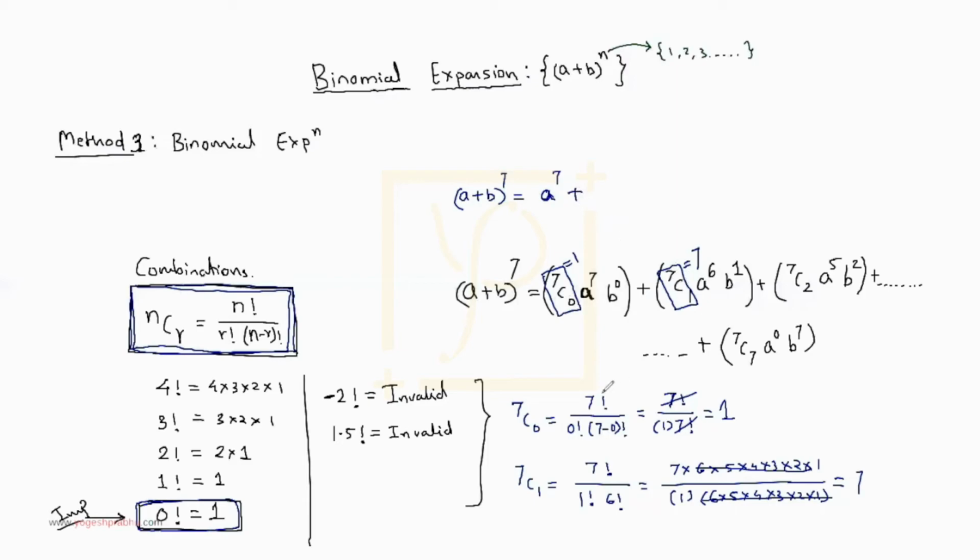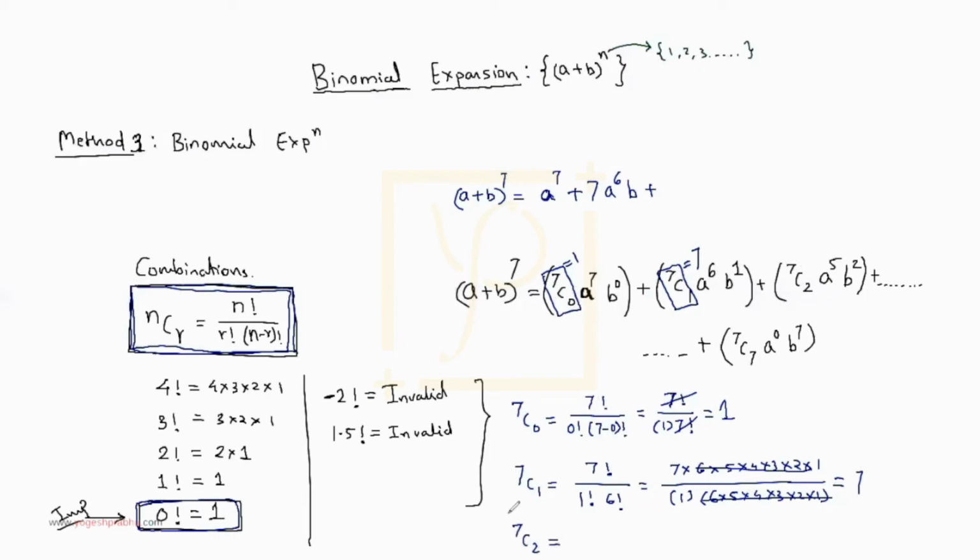Then 7C1, we have just solved 7C1. The value is 7, right? This value is 7. 7, A raised to 6, B raised to 1, plus. Now we can also find 7C2. Chalo, let's do one more.